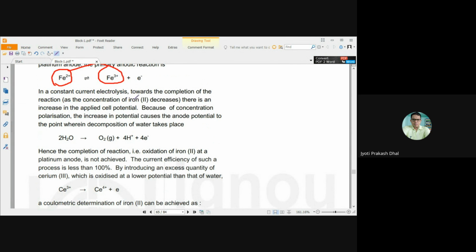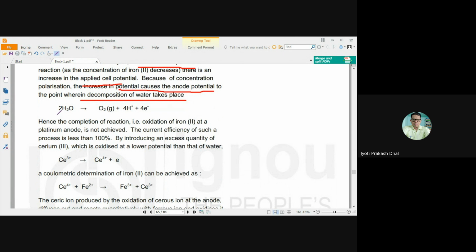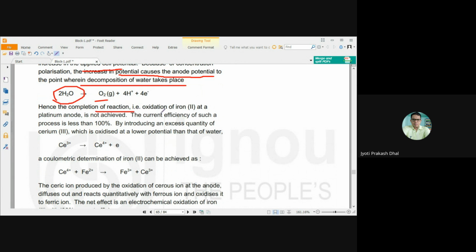In constant current electrolysis, towards the completion of the reaction, there is an increase in applied cell potential due to concentration polarization. The increase in potential causes the anode potential to rise to the point where the decomposition of water takes place. The water undergoes oxidation into oxygen gas. Hence, at the completion of the reaction, the oxidation of iron 2 plus at a platinum anode is not achieved. So the current efficiency for such a process is less than 100%.